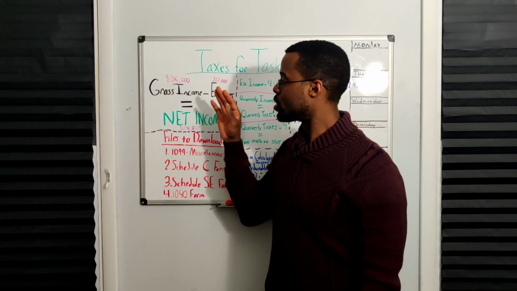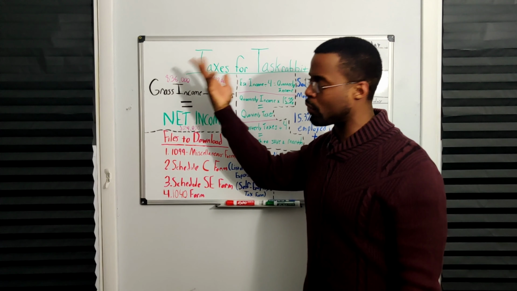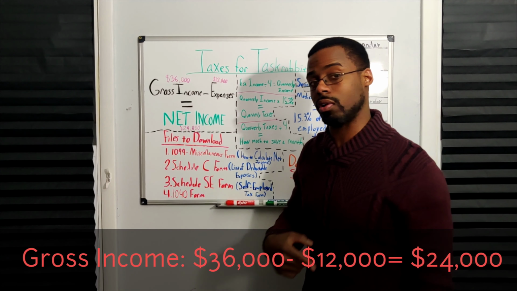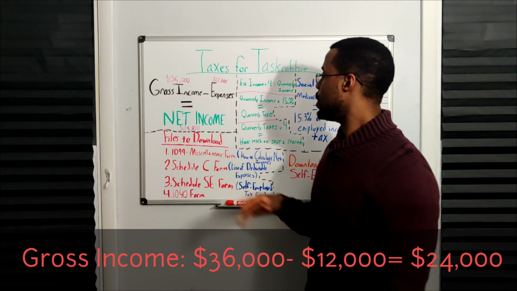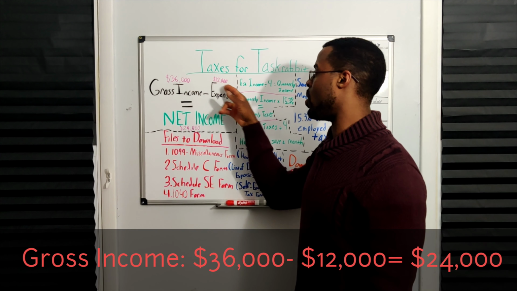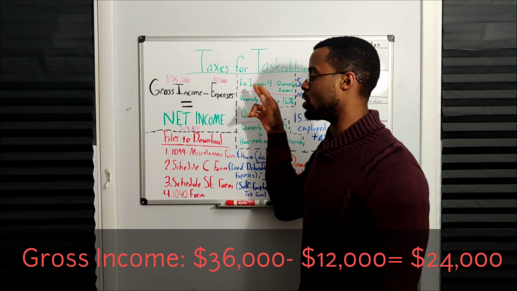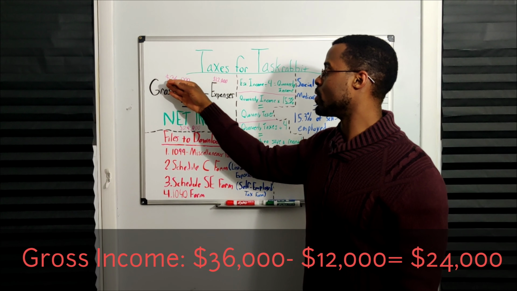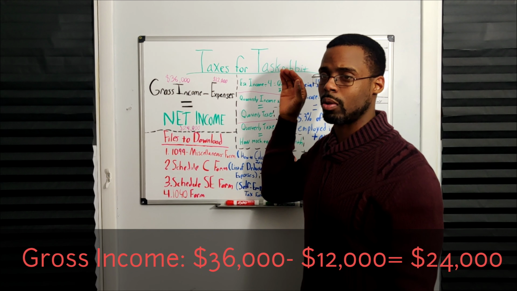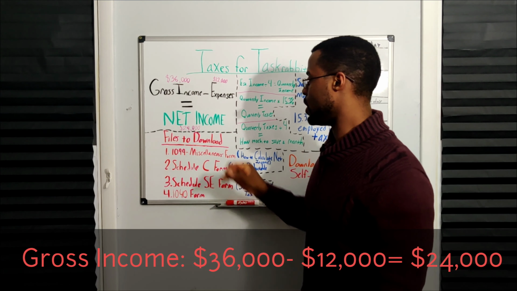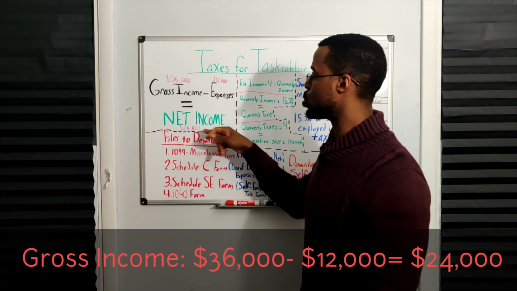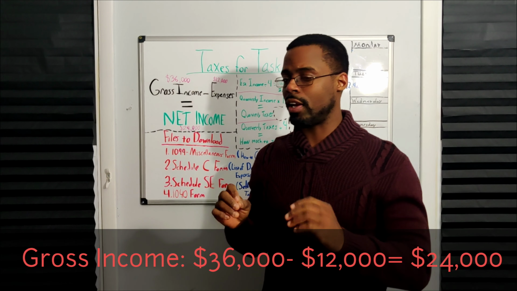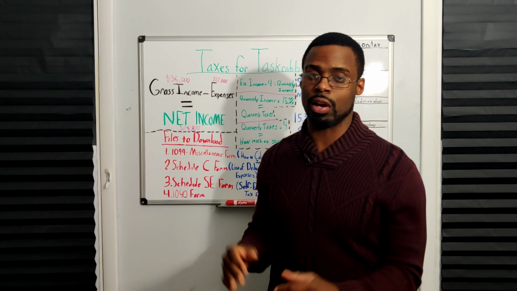But anyway, you figure out what your gross income is. Say, for an example, that I made $36,000 this year. That would be my gross income. And let's say my expenses all add up to $12,000 for this year. So once you subtract your expenses from your gross income, $36,000 minus $12,000, then you would get your net income, which would be $24,000. So once you get your net income, that is how much money you made for the year in profit.